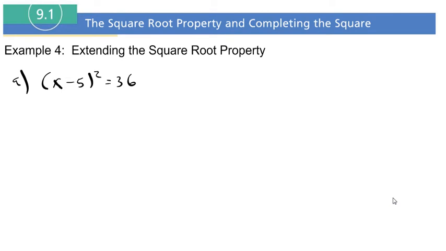In example number 4, we're going to be continuing with the square root property. Take a look at problem A right here. Here we have x minus 5 quantity squared, and that equals 36.